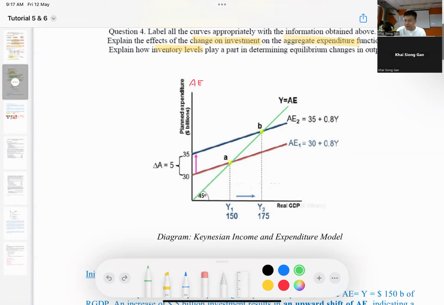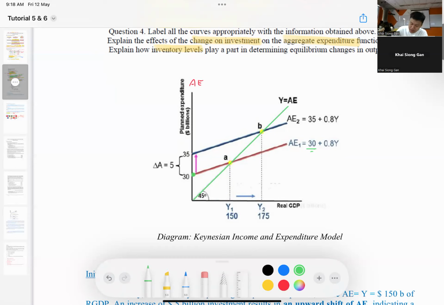Now, that is just an assumption. Now we have to form our aggregate expenditure graph. So we put this red line, as you can see, AE1 equals 30 plus 0.8Y. How do we form this graph? First of all, what is this 30 again? This 30 is the autonomous expenditure. Very good. So 30 is on my y-axis, that's why I start from 30.